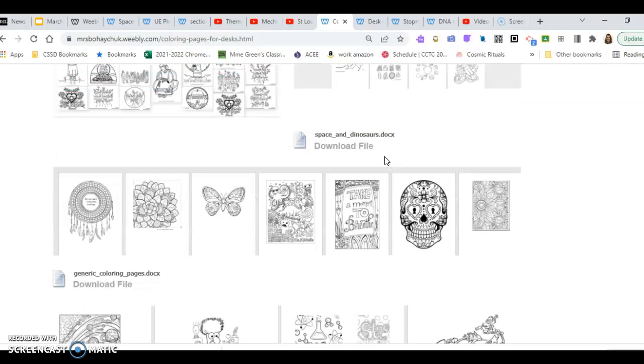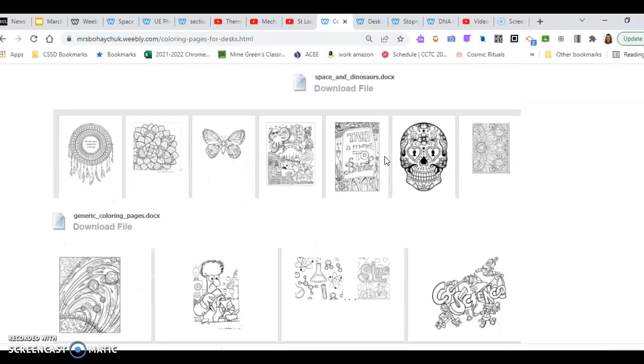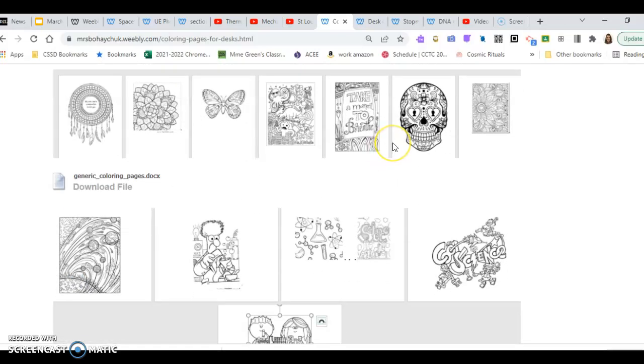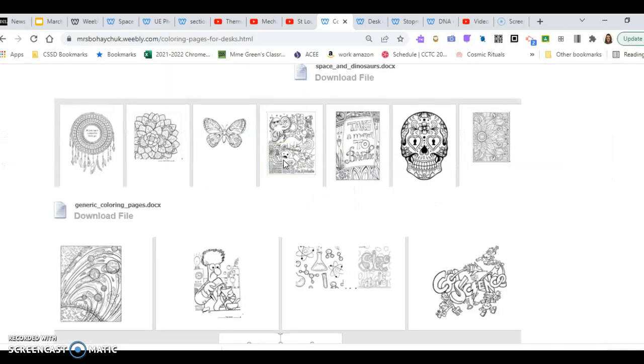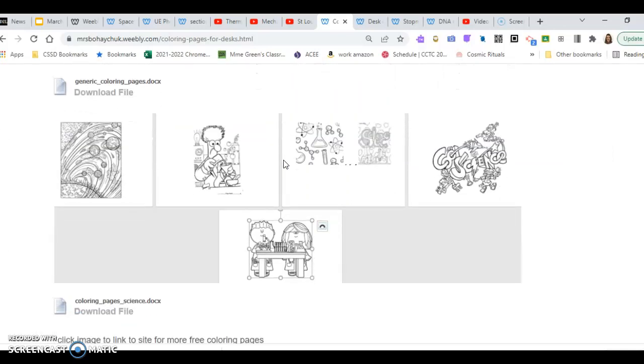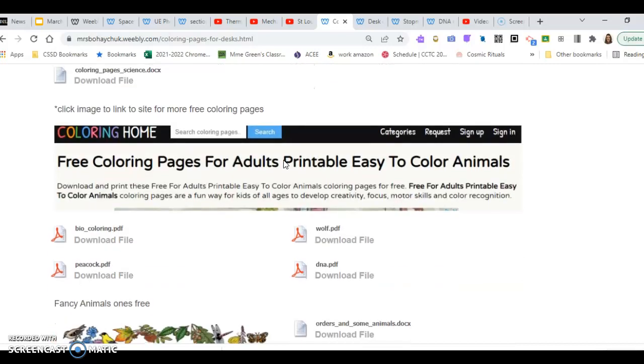And this is really nice for those of us like myself who maybe don't feel as confident with our drawing skills. And some people consider it therapeutic, right? They have adult coloring pages to help themselves relax. Hey, you can go with some science theme ones, whichever you like.